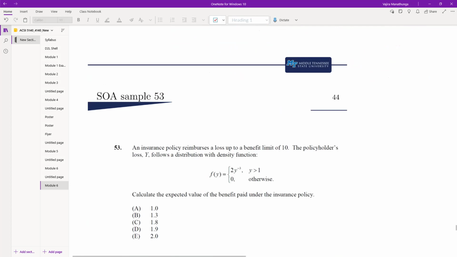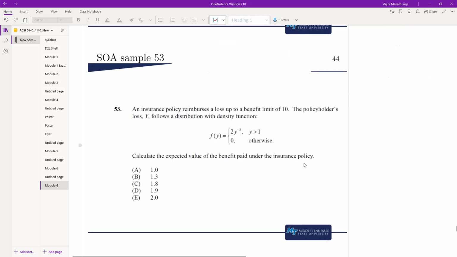So here we have a few SOA sample questions. We are going to do some and then see how to apply what we learn. This one says an insurance policy reimburses a loss up to a benefit limit of 10. So the limit is 10, so u equals 10. The policyholder's loss Y follows a distribution with density function f(y), with Y more than 1, 0 otherwise. Calculate the expected value of the benefit paid. So we want to calculate the expected value of Y.